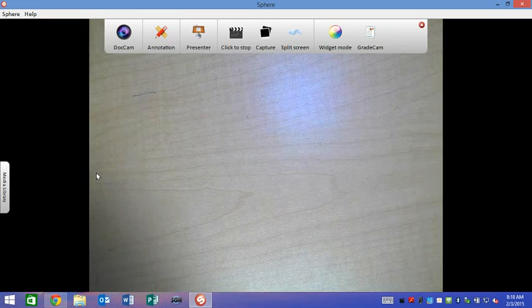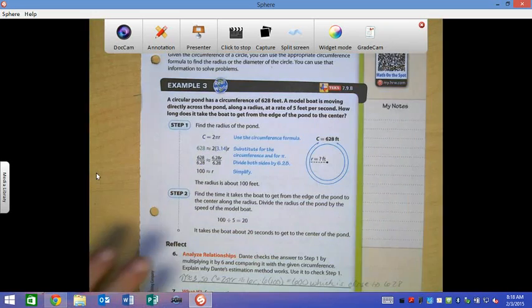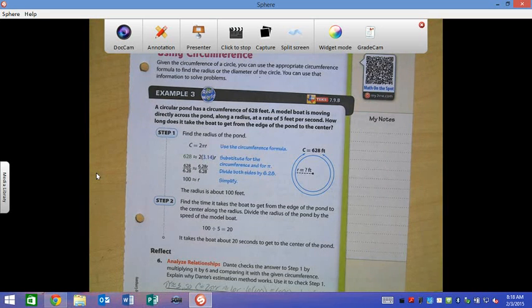Alright, last section. So using circumference. How will we use this given a special circumstance?